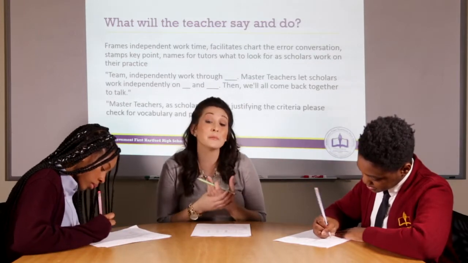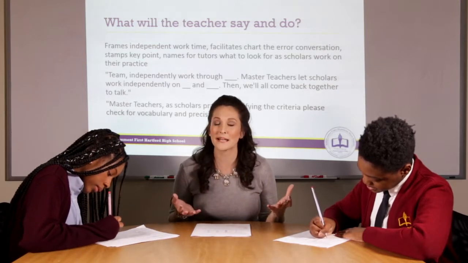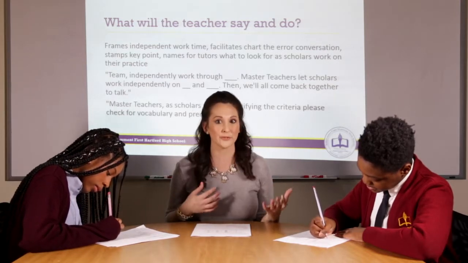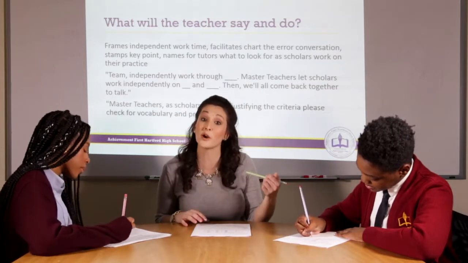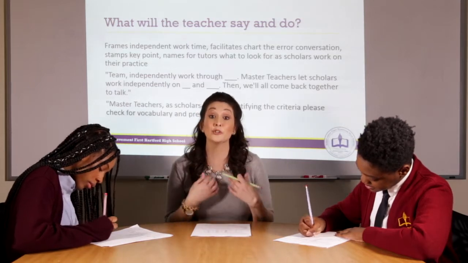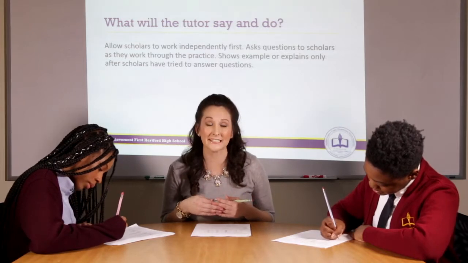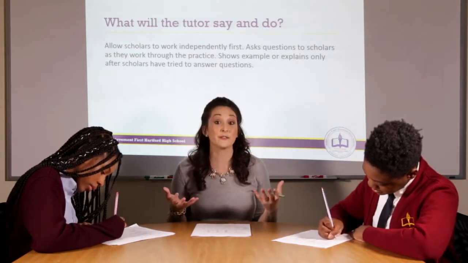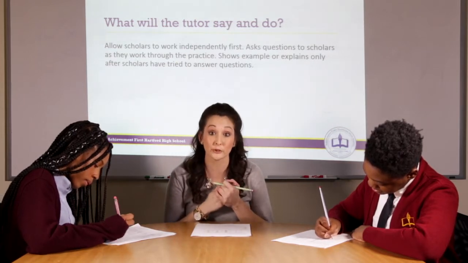Mr. Dodds will probably give you some directions, like master teachers, as these scholars work independently, ask them a question about residuals. Or master teachers, as these scholars work independently, check their work to make sure they have all three criteria of this particular answer. Your job in that time is to let them work independently. I know it's hard. So basically, what that means is allow them to work until Mr. Dodds gives them that cue. So I want to show you what that looks like with Ashley and Bijan here.